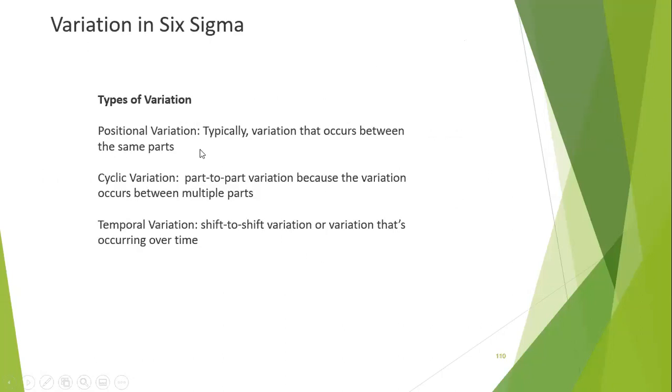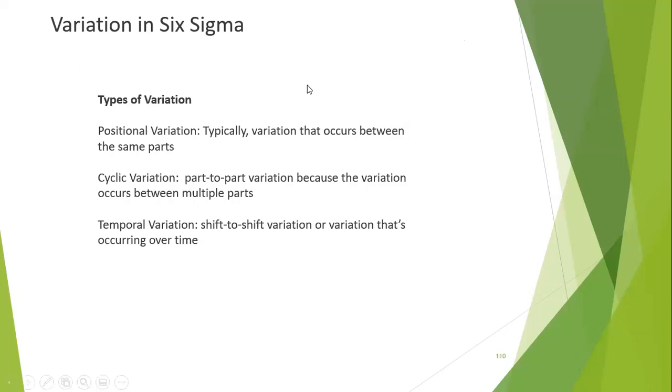So what is variation in Six Sigma? The positional variation. So what is positional variation? Typically, variation occurs within the same part. For example, I have 5 parts in my process. If the process is 1, 2, 3, 4, 5, instead of that, I have 3, 2, 1. Because of the position change, what variation is going to be caused? That's called positional variation.